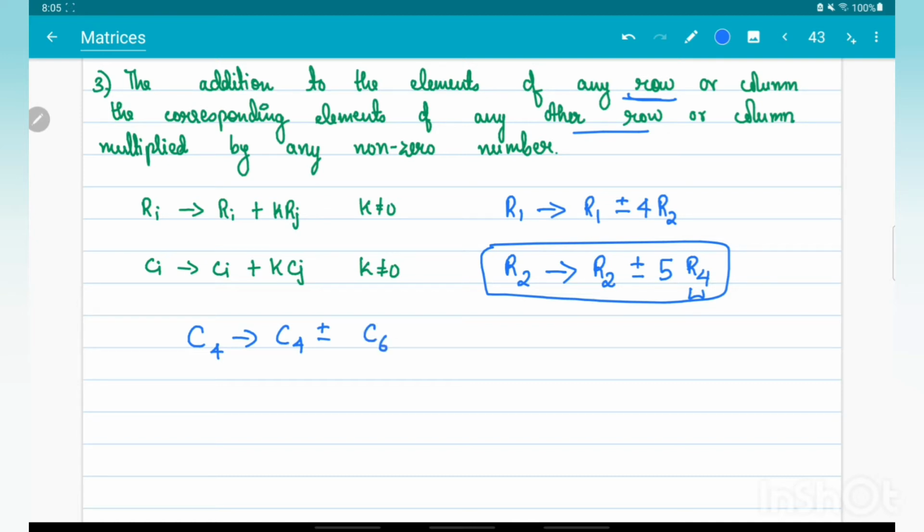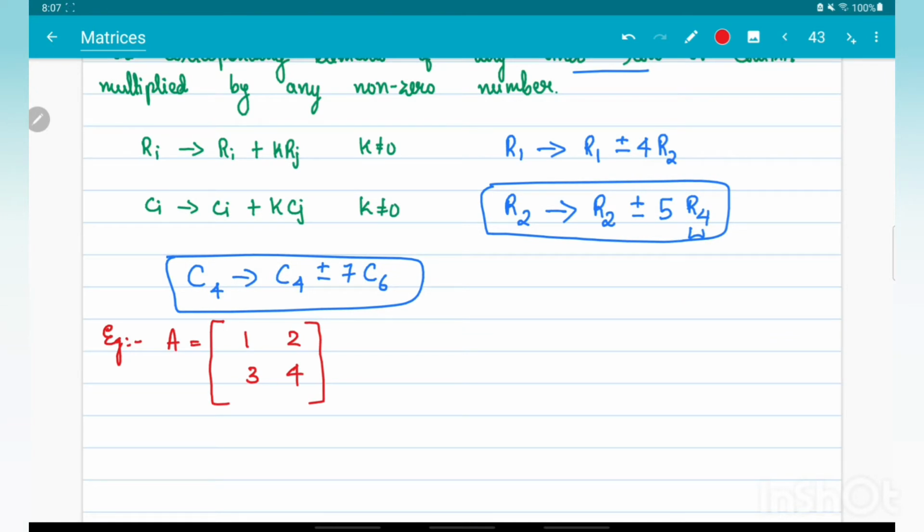Now this column, which I am either adding or subtracting, I can multiply it with a constant number which is not equal to 0, suppose let us say 7. So this is the third elementary operation. Now let us take an example and check. So I have taken an example over here.